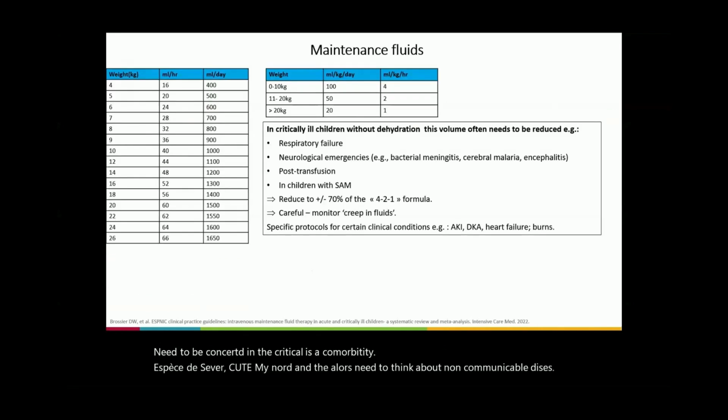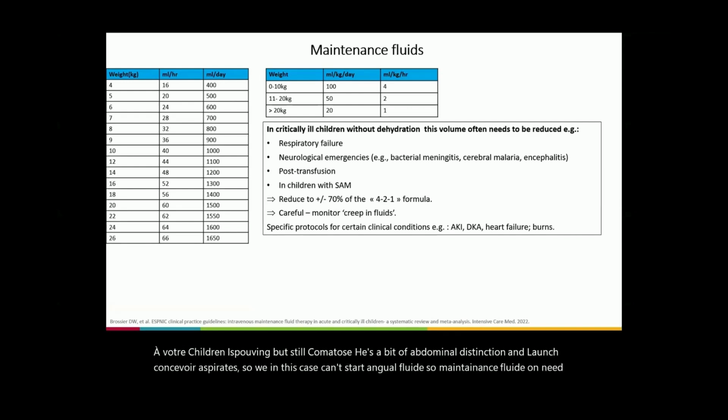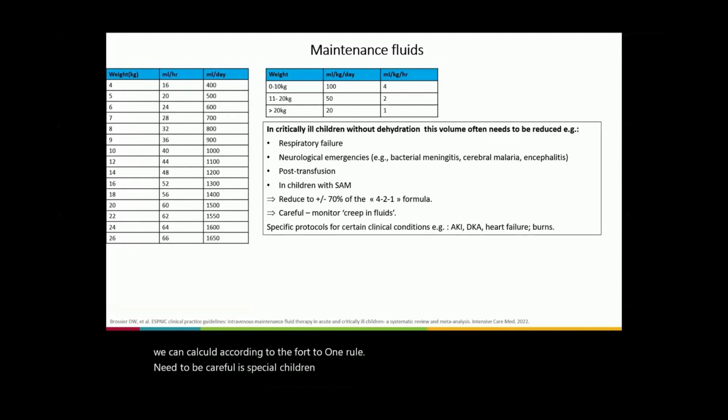Our child is improving, but still comatose, has a bit of abdominal distension and considerable gastric aspirates. So we, in this case, can't start enteral fluids. So maintenance fluids are needed. We can calculate according to the 4-to-1 rule, but need to be careful, especially in children with severe acute malnutrition, and may reduce this 4-to-1 formula to 70% or so.